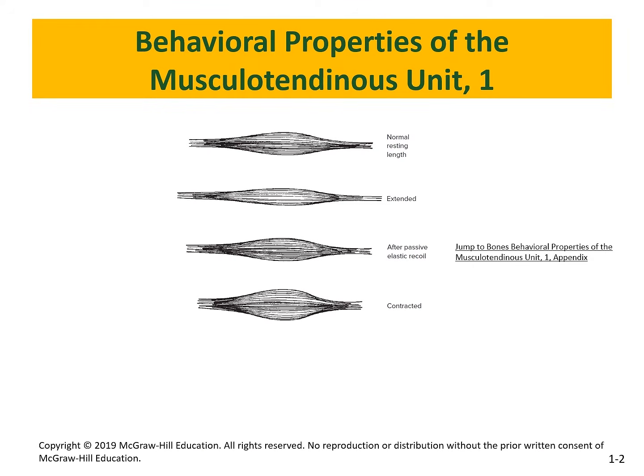You can see a normal resting length muscle that's on the top, extended if it's stretched, and you have the after passive elastic recoil. And what do you mean by passive? When you do passive stretching, someone is doing it for the subject, right? Now, contraction, let's say this is the biceps. When we do contraction, the biceps will get shorter and bulkier.